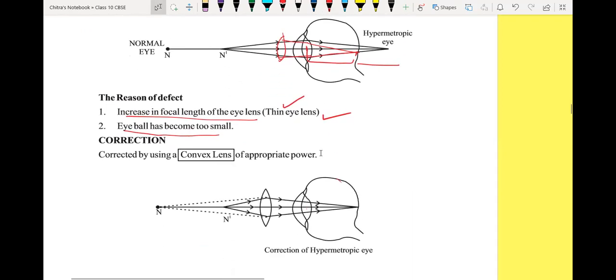Okay, now we will discuss how it is being corrected. It can be corrected by using a suitable convex lens. See over here, we have the nearby object. The light ray will first be incident on that convex lens and slightly converged by it, and then finally our eye lens will converge those light rays at the retina, and a clear image will form. Now we have one more defect of the eye, but first you have to take a screenshot for that.